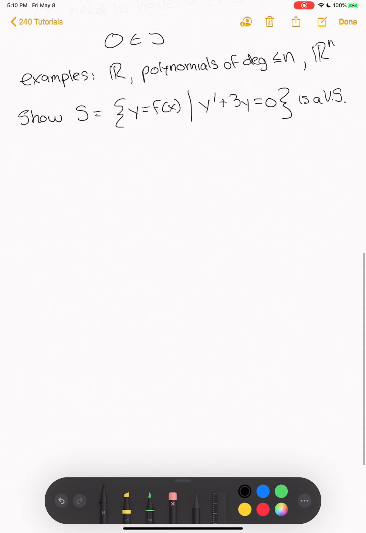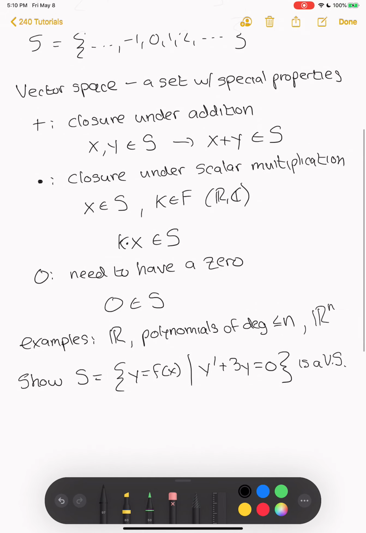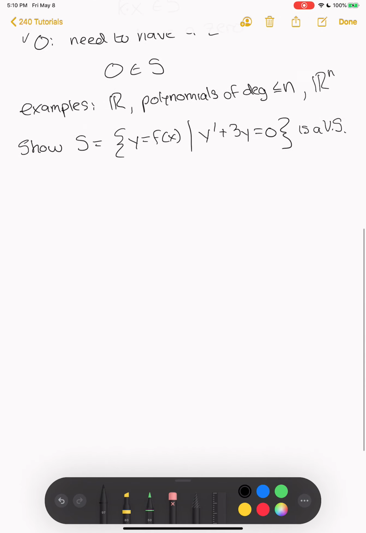All right, so how do we do that? Well, we need to show these three properties here. We need to show addition, scalar multiplication, and zero. So let's start with addition. What I like to do here is we need to show that for any two arbitrary elements of my set, if I add them together, I stay in my set. So I like to define two arbitrary elements. We're working with functions, so I'm going to call them y1 and y2. And I'm going to just make sure that they're in my set.